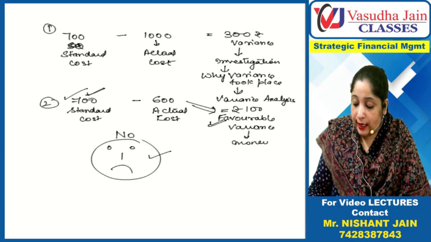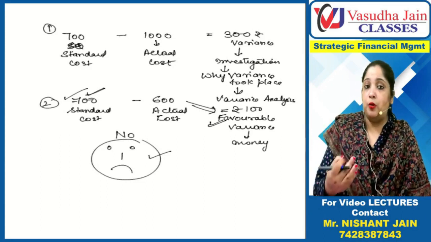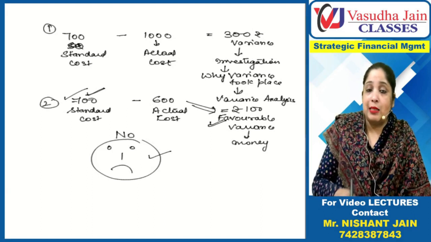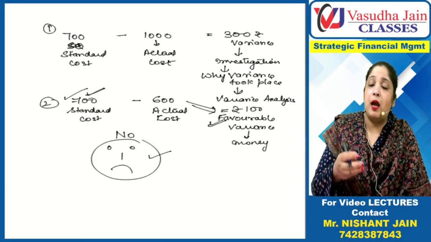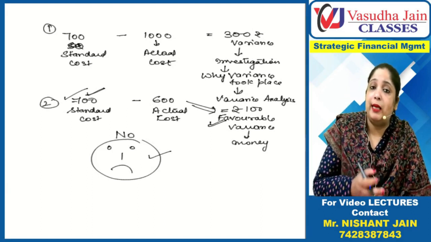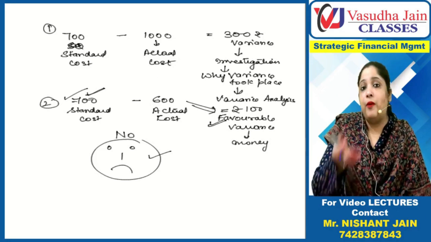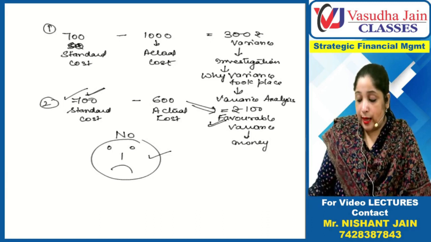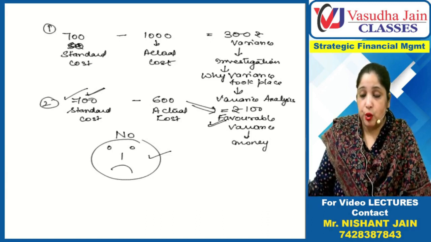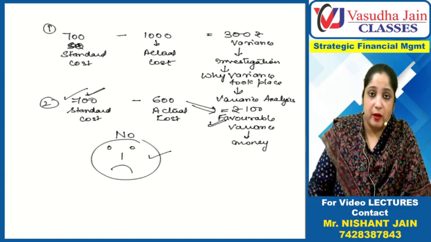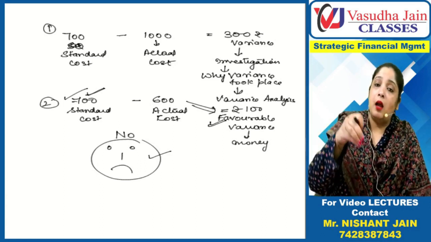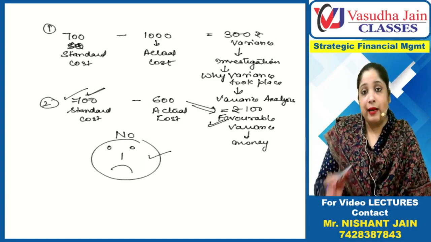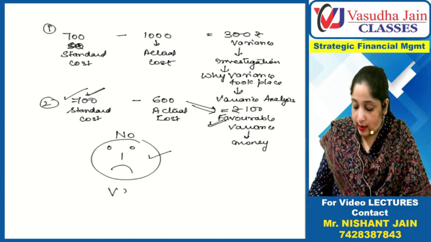In both cases, whether favorable or adverse, it is favorable only in terms of money. It sounds favorable because 100 rupees is saved, but otherwise quality is definitely compromised. How can a 700 rupees material product be manufactured in 600 rupees? So definitely quality is compromised. Hence, the management just wants to investigate why there is a favorable variance or an adverse variance. That investigation is called variance analysis.